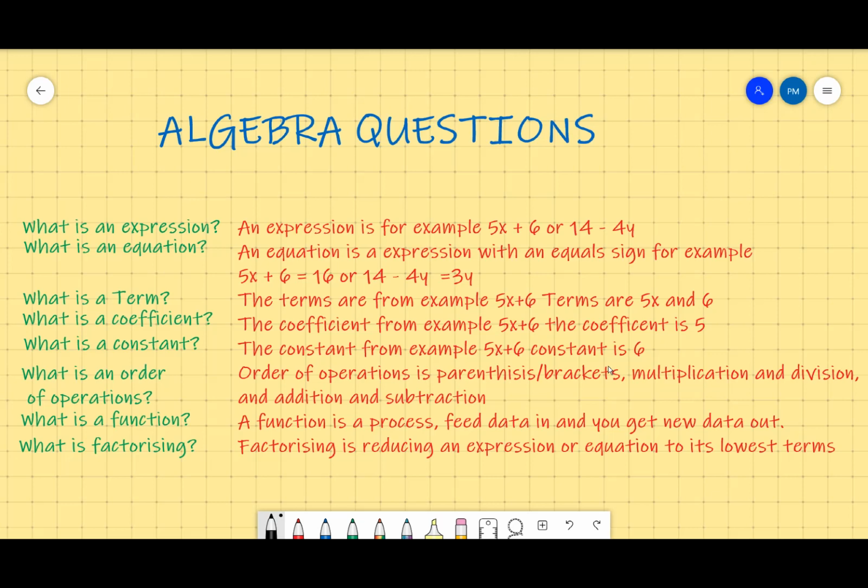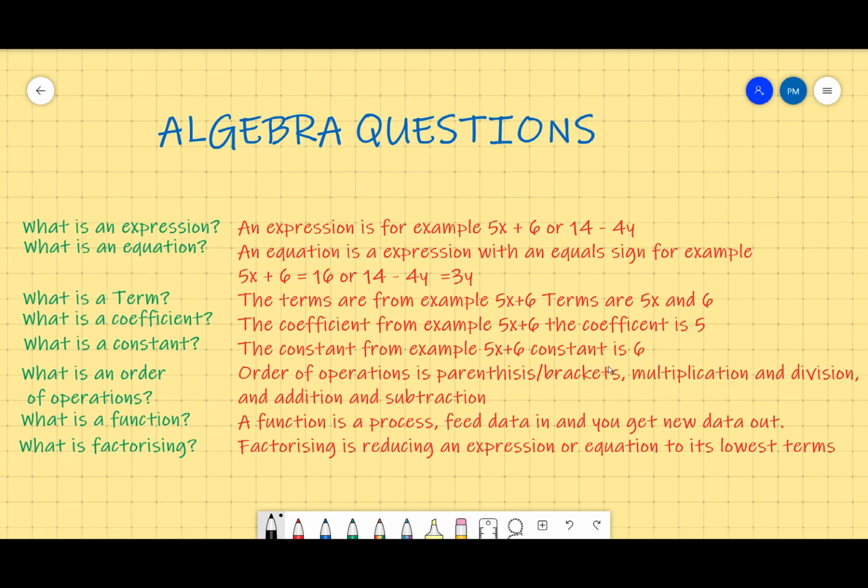And finally, we've got what is factorising. Factorising is reducing an expression or equation to its lowest terms. It's as simple as that. This is factorizing. These are the sort of things they will ask you in your exam. Factorize this expression or factorize this equation. Give the answer for x. This is what you should expect.